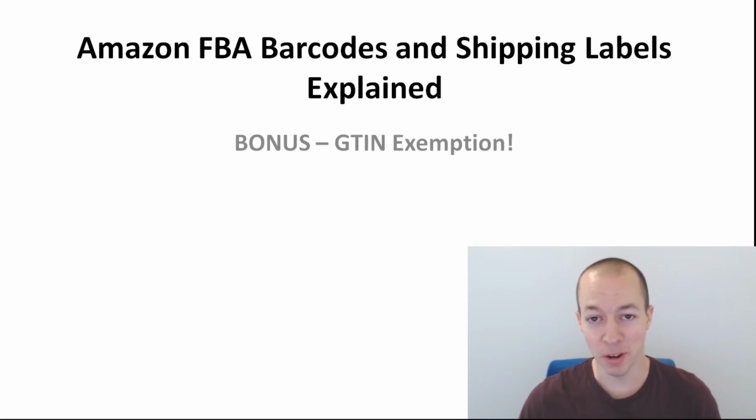Okay guys, if you are confused by Amazon barcodes and shipping labels, then this is the video for you. So what I'm going to do is I'm going to kick things off by looking at product barcodes. I'm then going to cover shipping labels. Then as a bonus feature, I'm going to look into GTIN exemption. Then at the end, we've got a quick summary that you can refer to as and when you get to this stage each time that you launch a new product.